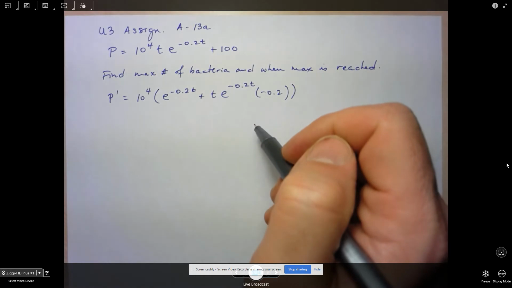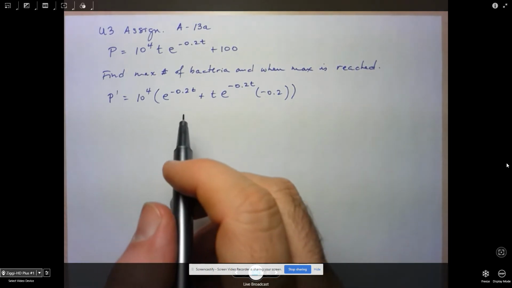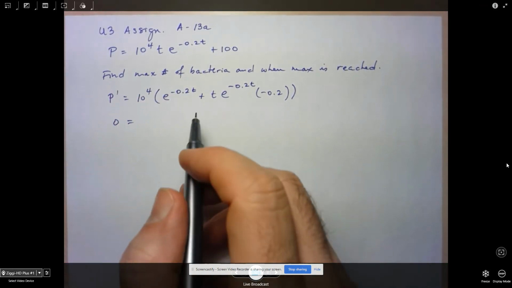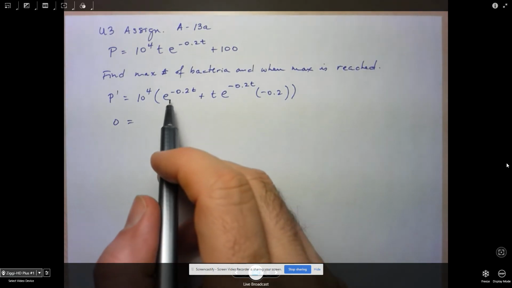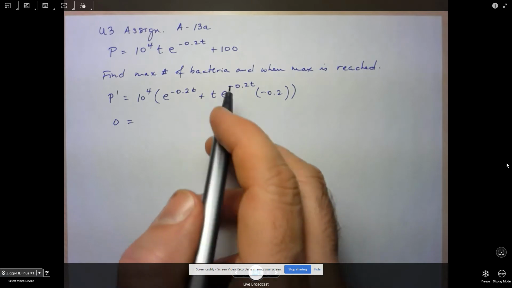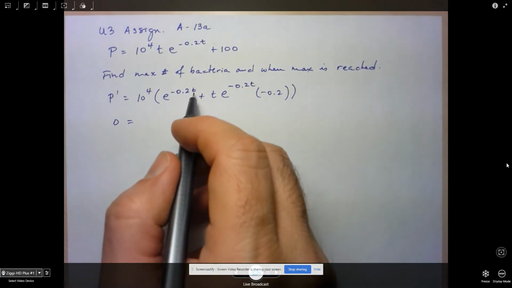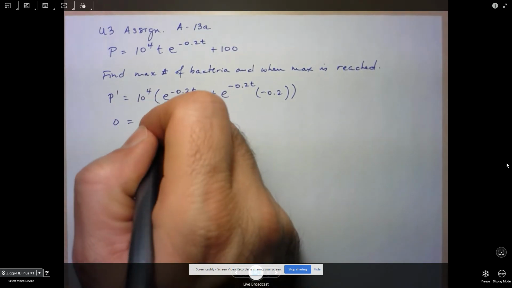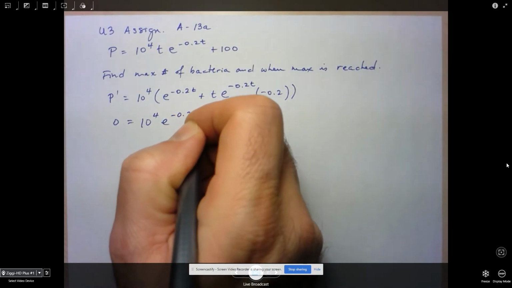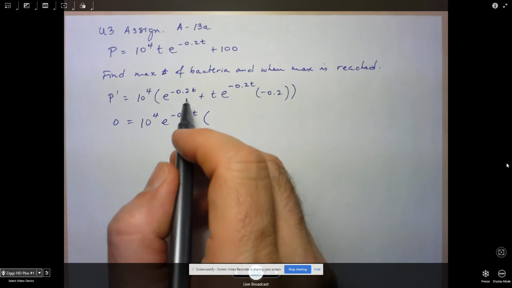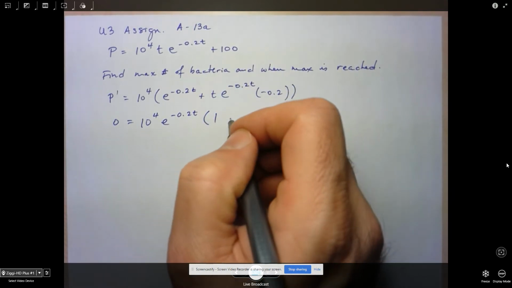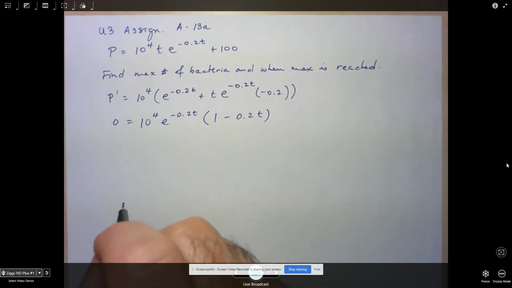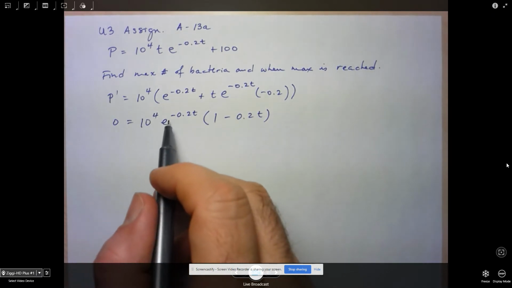Now since we want to determine a maximum, we're going to look for the critical points. So we're going to make the derivative equal to 0, and let's solve this equation. First thing I'm going to do is look for a common factor, and I see that there's a common factor of e to the negative 0.2t. Here I already have this factor in front of 10 to the 4. Here I've got e to the negative 0.2t, and let's see what we have left. Here we're just left with 1 when we factor that out, and here we're just left with negative 0.2t, so 1 minus 0.2t.